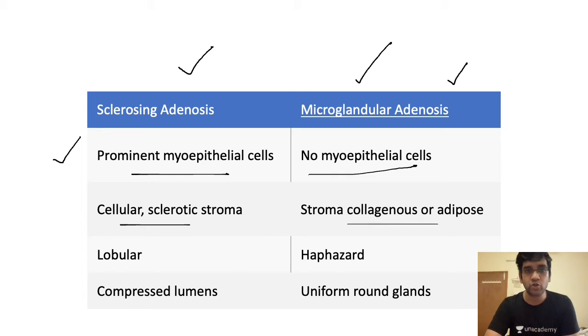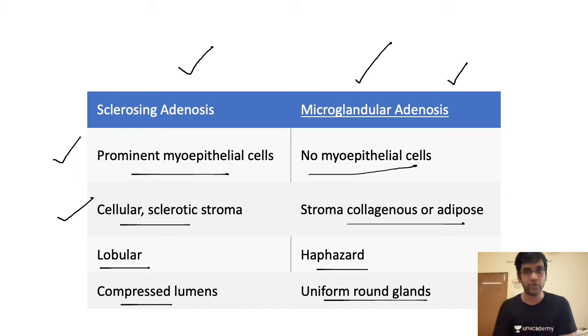You have a collagenous stroma or adipose tissue in microglandular adenosis, like we saw. Here there will be a completely cellular and sclerotic stroma. Lobular arrangement, haphazard arrangement, compressed lumens, as I said. So it's a very close DD for tubular carcinoma, and microglandular adenosis has uniformly rounded glands.